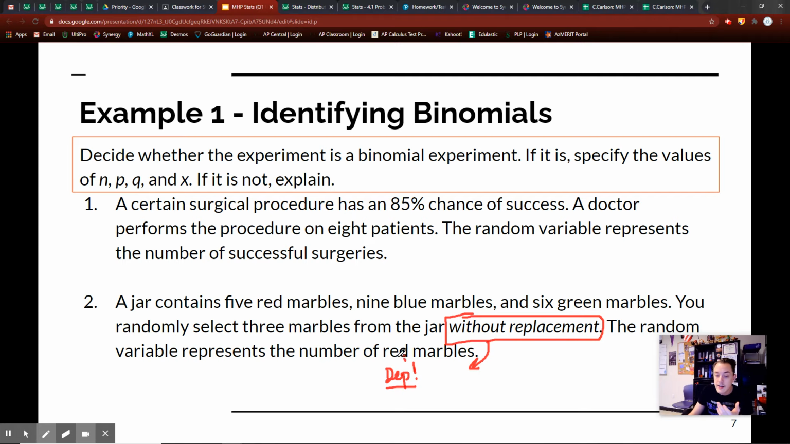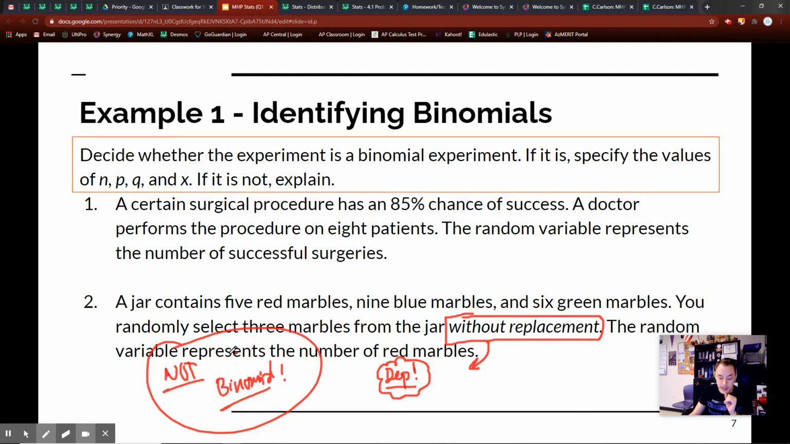If it's no longer independent, that means it's dependent. If it's dependent, it is not a binomial. Okay, it's not a binomial experiment. So that is my answer, not a binomial experiment. The probability of success is not the same for each trial. Because the total has changed, the probability of success is not the same for each trial.